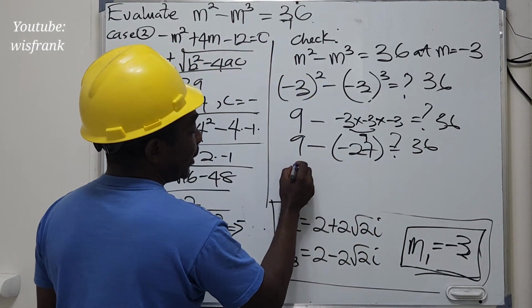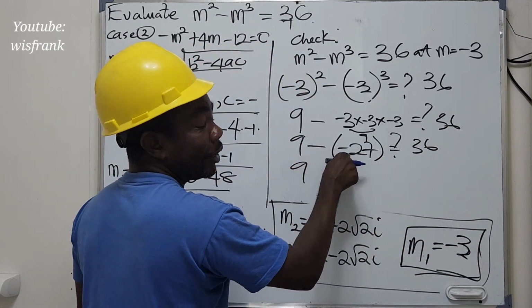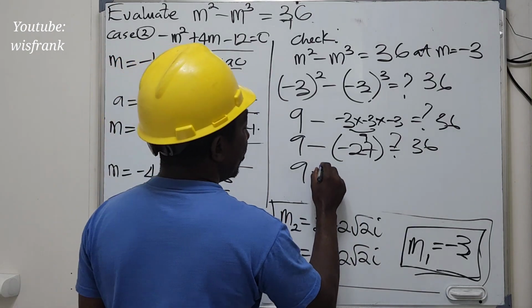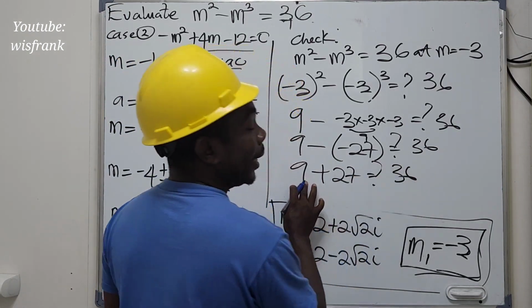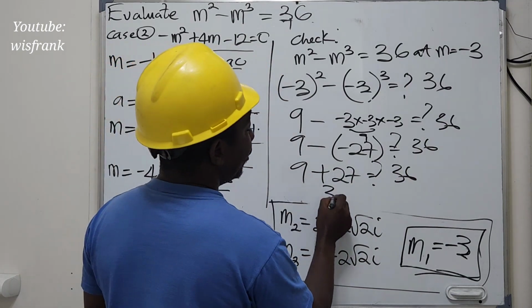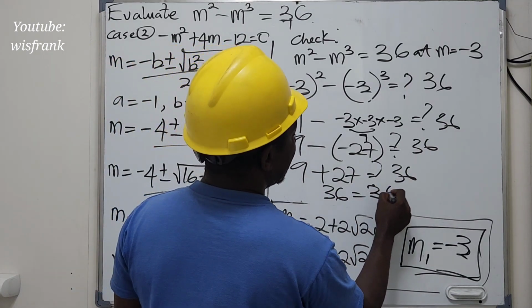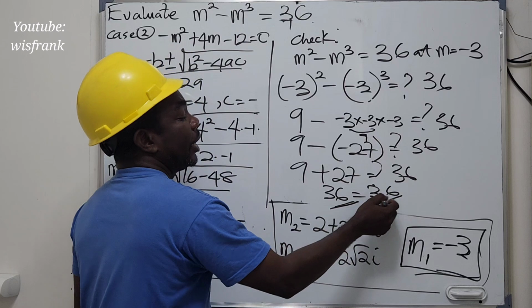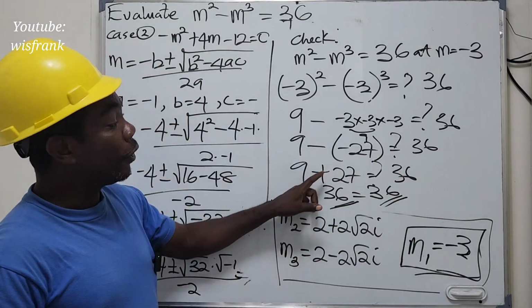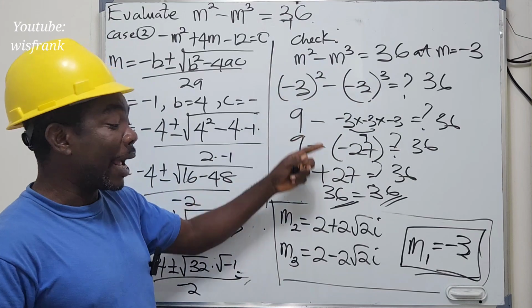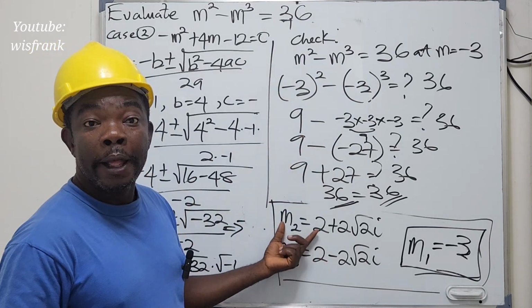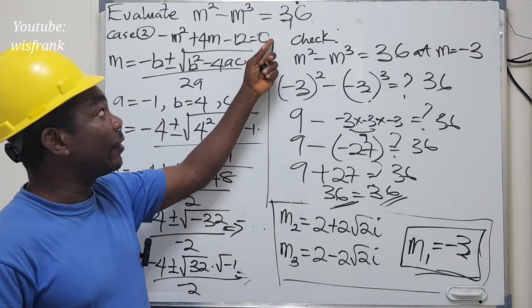So let's look at this. This is 9 minus times minus 27, which will give us plus 27. Will this become 36? When we add 9 plus 27 we get 36, so 36 equals 36. Therefore, what we have on the left hand side is what we have on the right hand side. Therefore, m equals minus 3 satisfies this equation. As well, m2 and m3 will also satisfy this equation.